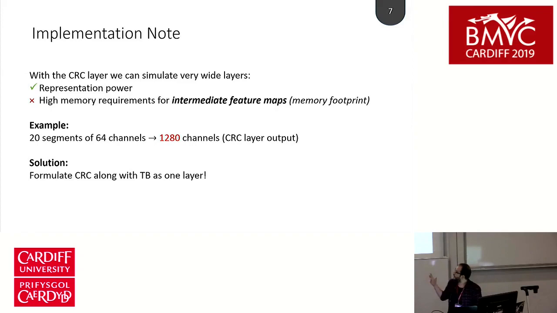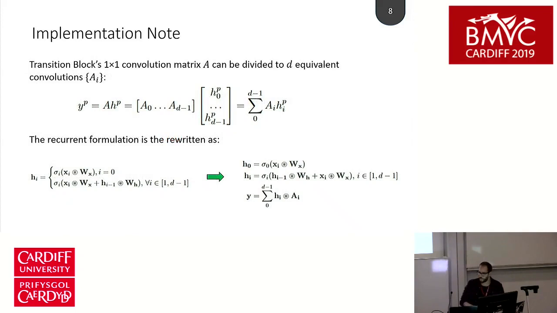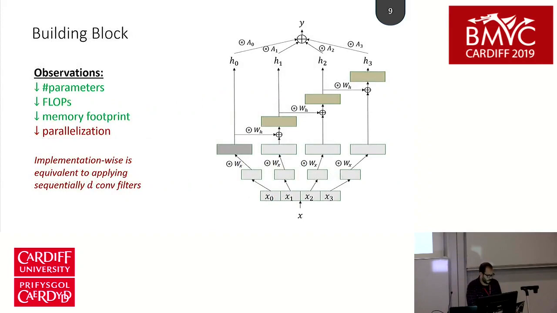So we combine the CRC along with the transition block as one layer, with a simple observation that we can break the one-by-one convolutional matrix of the transition block into corresponding segments. So each output segment of the CRC layer can be processed straightforwardly by a segmented part of the one-by-one convolutional layer. This is the A matrix, which is segmented into D submatrices. This is visualized on the right.